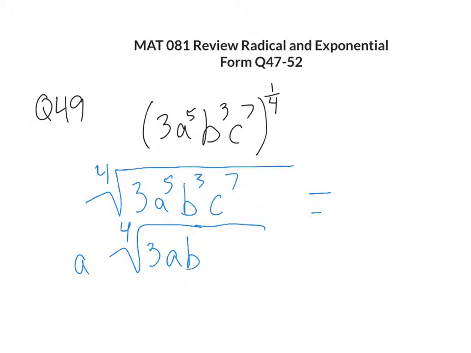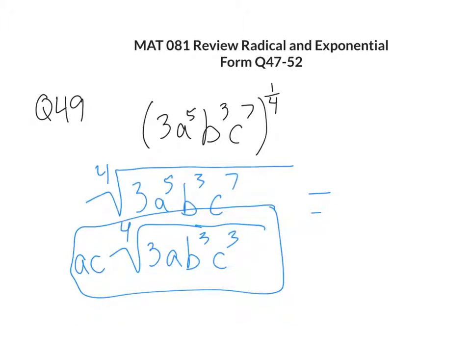B to the 3rd, there's not a group of 4 that can be made there. C to the 7th, we can have 1 group of 4, which would leave 3 left over. So this is a simplified version of that.